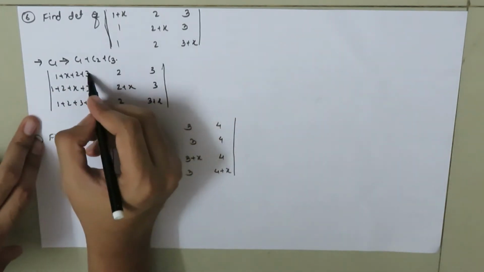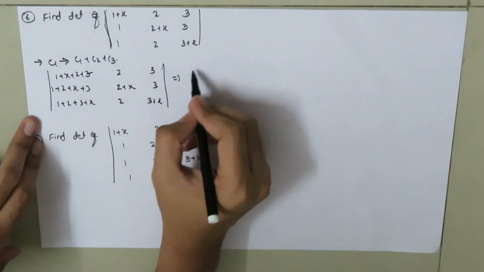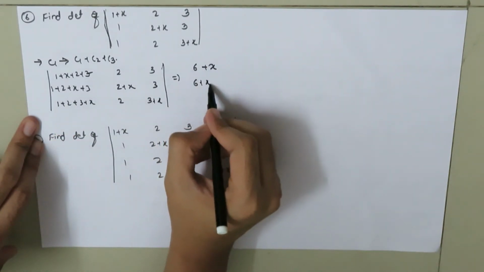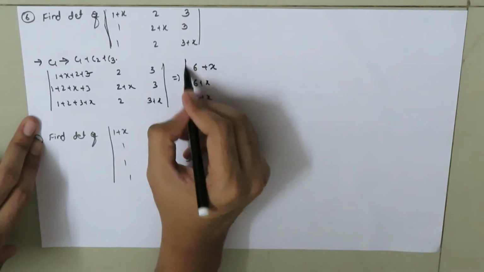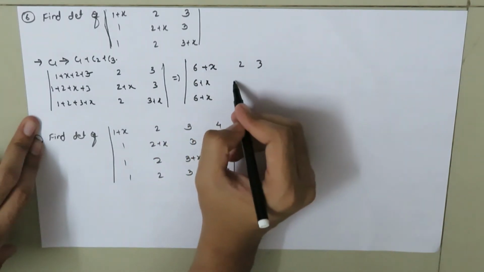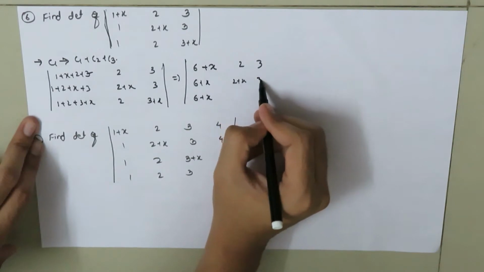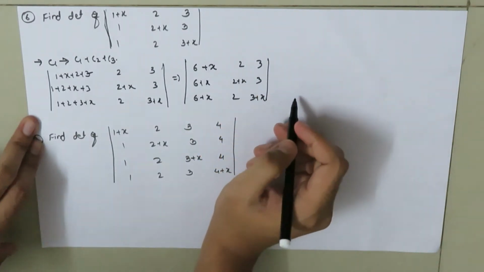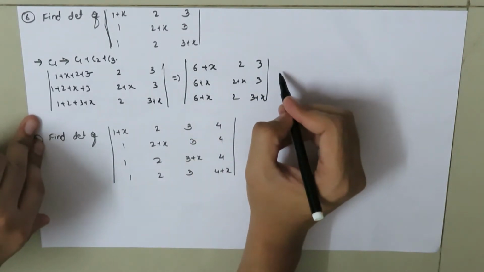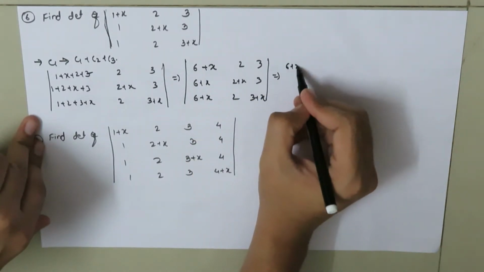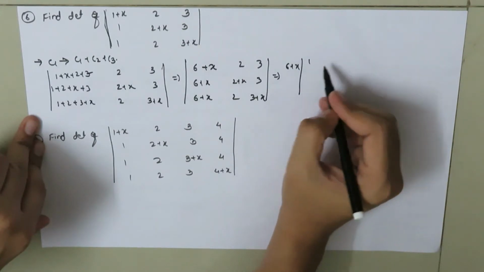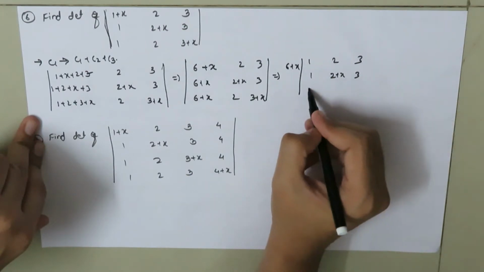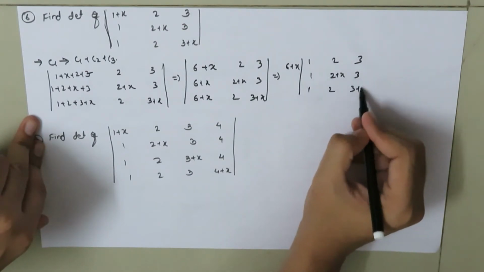And now here 3, 4, 5, 6. So we have 6 plus x, and here we also get 6 plus x in each row. This will be 2, 3, 2 plus x and 3. We have 2 and 3 plus x, and we are going to take 6 plus x outside. So 6 plus x, here we have 1, 2, 3; 1, 2 plus x, 3; 1, 2, 3 plus x.